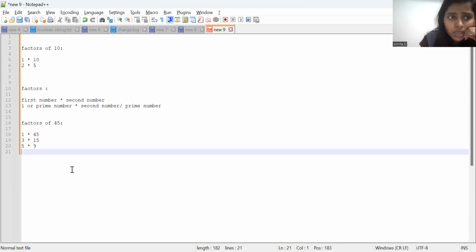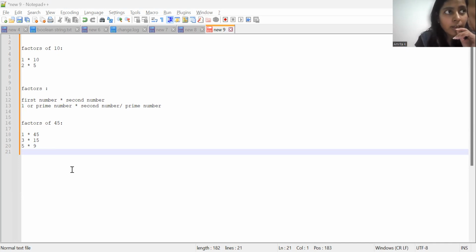Now, what is the next prime number? The next prime number would be 7. Does 7 divide 45? Let's see it on our calculator. So 45 divided by 7 gives us a decimal number. No. So that does not completely divide our number 45. Okay. Then what is the next prime number we have?